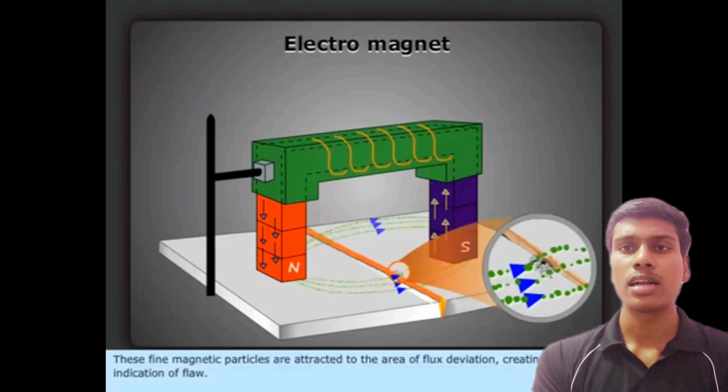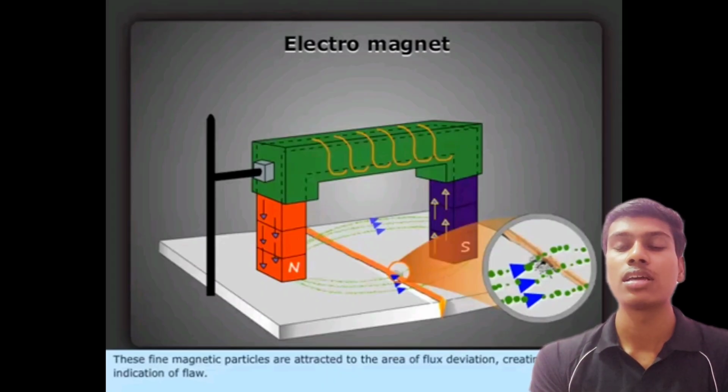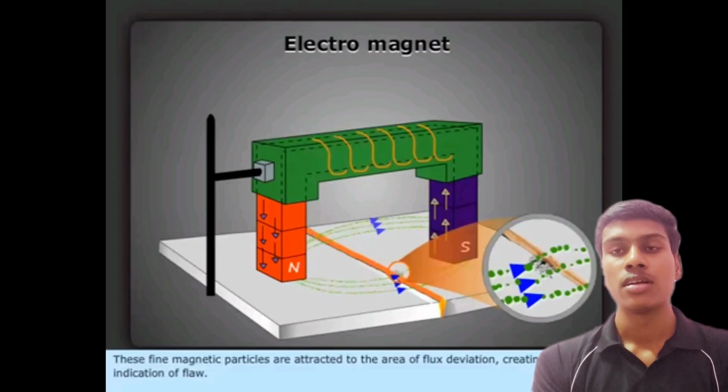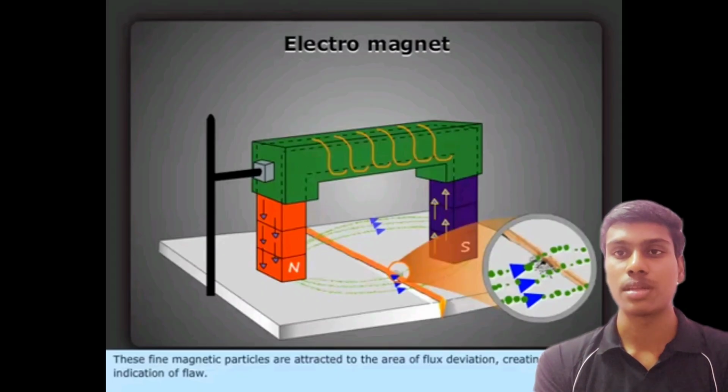And this electromagnetic method comes under indirect magnetization, because we are not giving current to the material directly. Whereas in direct magnetization, we have to make a coil along with the workpiece, so we have to pass current. In this method, we are not giving that. So with the help of the electromagnet, we are doing this magnetic particle inspection method.